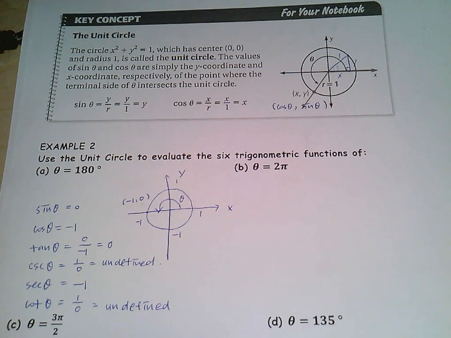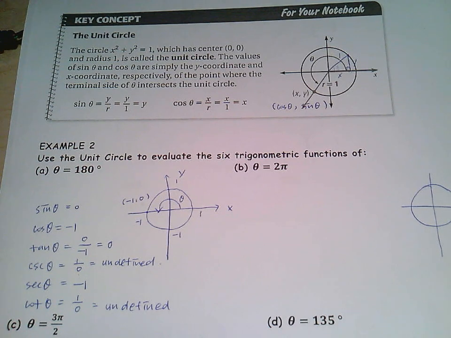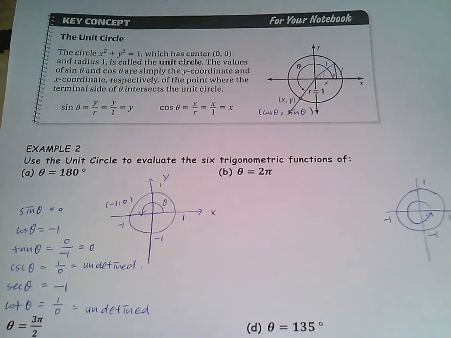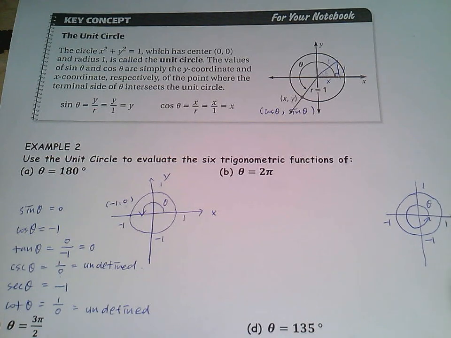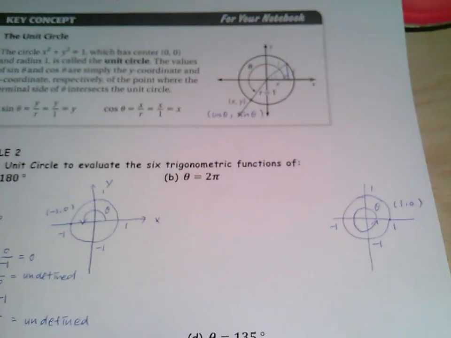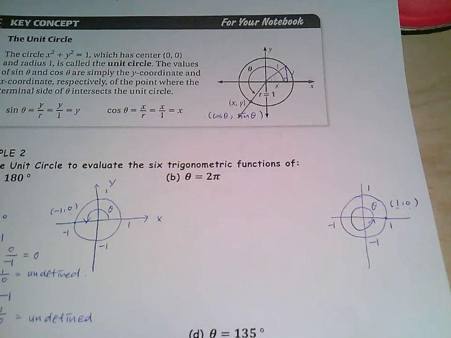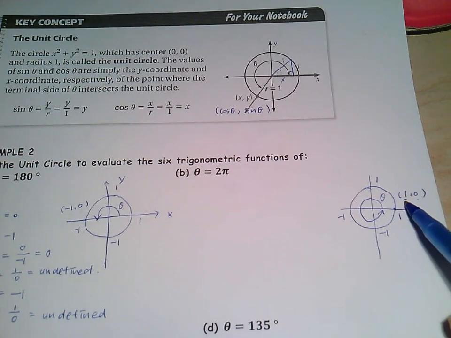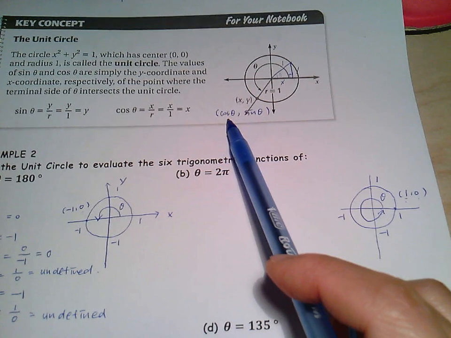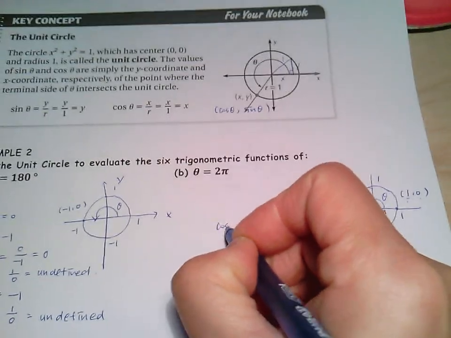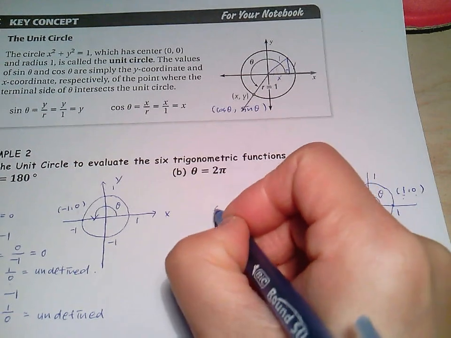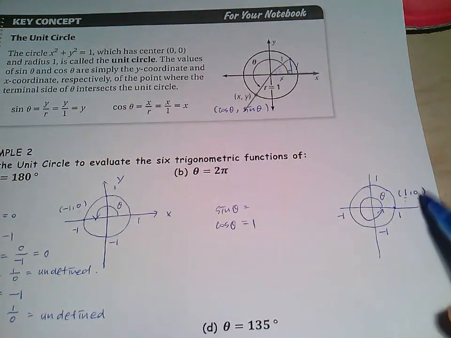Now let's take a look at the next one. Theta is 2 pi. So draw the unit circle: 1, 1, -1, and -1. So 2 pi is going all the way around, so it just comes back to where it starts. This is theta. Can you read this coordinate? This point is at (1, 0), right? Okay, so the x coordinate is equal to cosine theta, so cosine theta equals 1. Now sine theta is the y coordinate, so just read the y coordinate, which is 0.